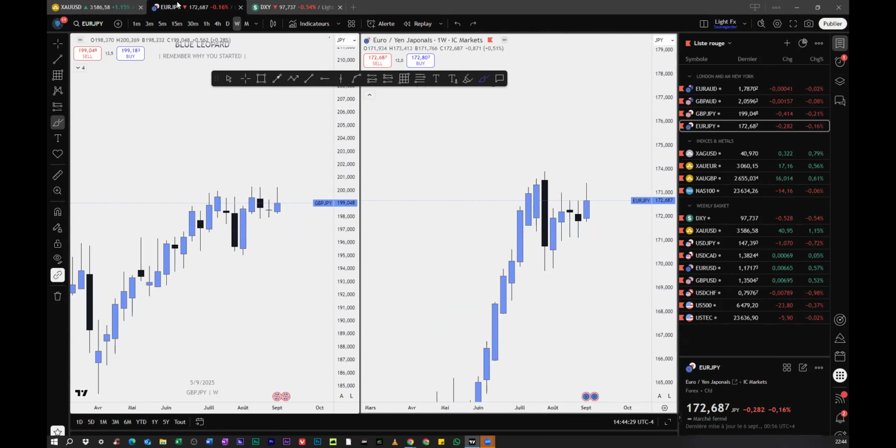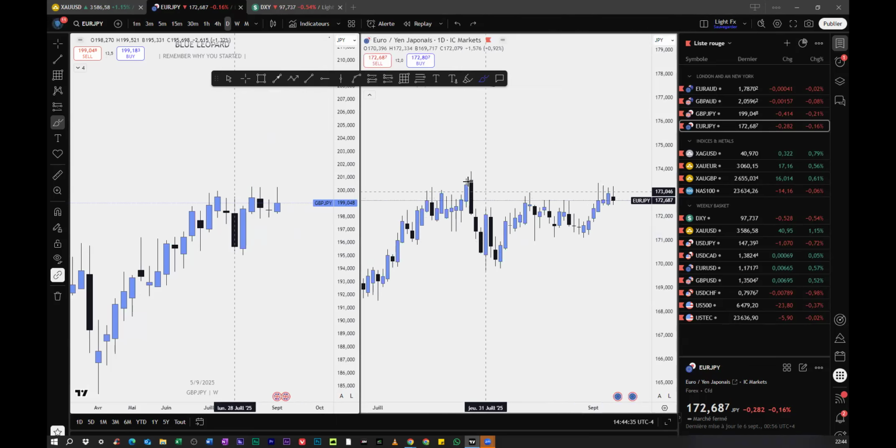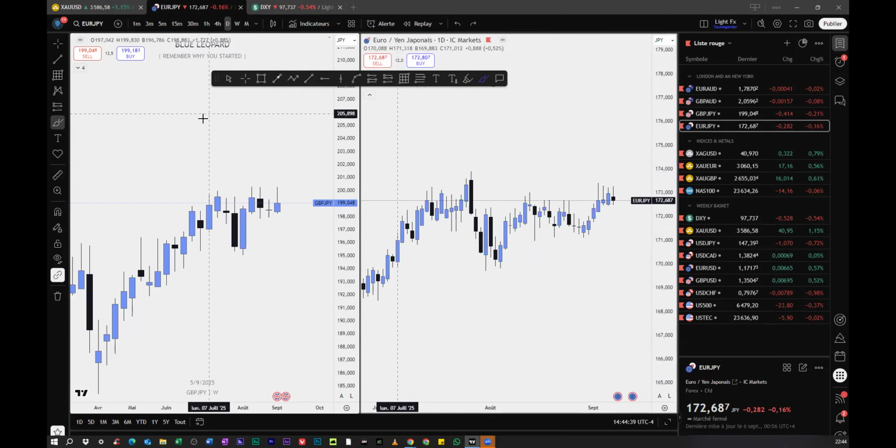So on GJ we need to observe. Okay, need to wait on the daily time frame. We are bullish, like I told you. Let's see if we can reach these here and then continue higher.